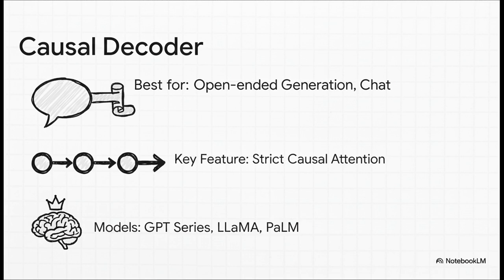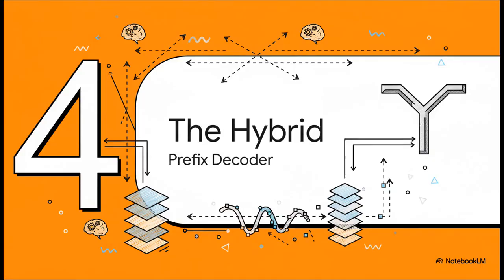Its defining feature is that causal attention. And yeah, this is the architecture behind the absolute heavyweights of the AI world, the GPT series, Llama, and Palm. Okay, so our third and final architecture is a really clever mix of the first two.